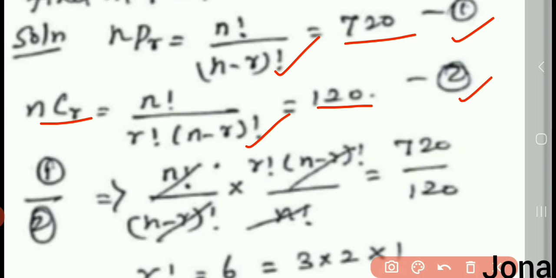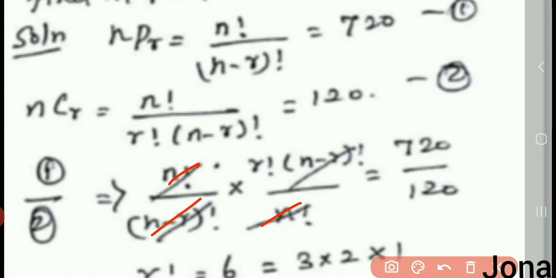So dividing equation 1 by 2, we have n factorial by (n minus r) factorial divided by the next one. So I can take the reciprocal: r factorial into (n minus r) factorial divided by n factorial equals 720 by 120 on the right hand side. And then I can cancel this (n minus r) factorial and (n minus r) factorial here, and n factorial and n factorial I can cancel here.